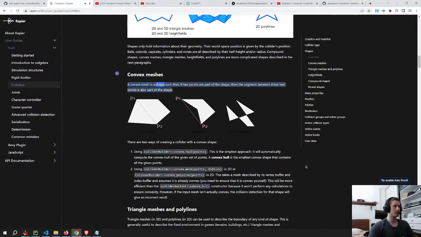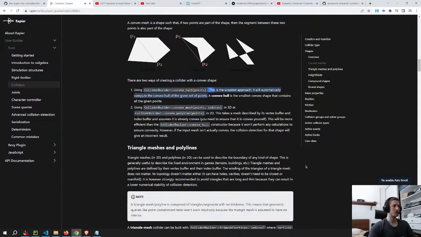Convex meshes. A convex mesh is a shape such that if two points are part of the shape, then the segment between these two points is also part of the shape. There are two ways of creating a collider with a convex shape. Using ColliderBuilder::convex_hull(points). This is the simplest approach. It will automatically compute the convex hull of the given set of points. A convex hull is the smallest convex shape that contains all the given points.